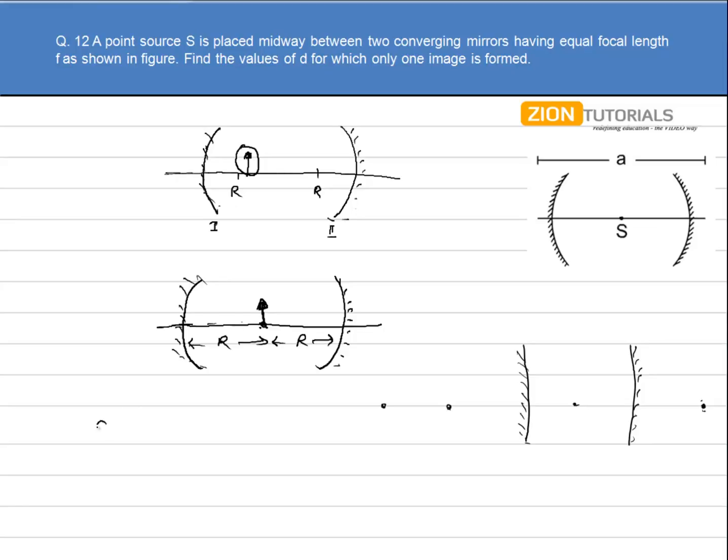So I can say that if D is equal to 2r, then my condition is fulfilled. And in terms of focal length, I can write it as 4f. Then I'll get only one image.